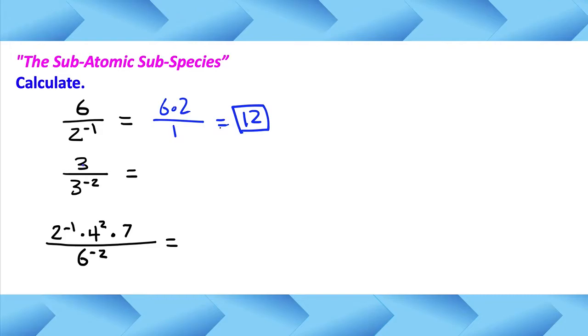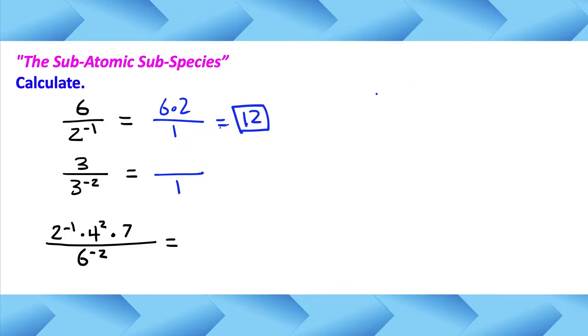Next one, we have a 3 over a 3 to the negative 2. This negative 2 means that this 3 does not want to be on the bottom side of the fraction bar, so we need to move it up. So if we rewrite it, if everything vacates from the bottom, you can put a 1 down there. You don't really have to because nothing really happens.